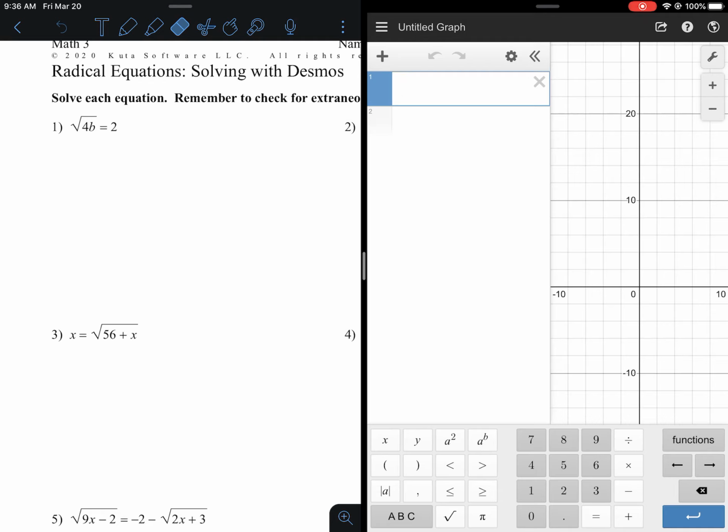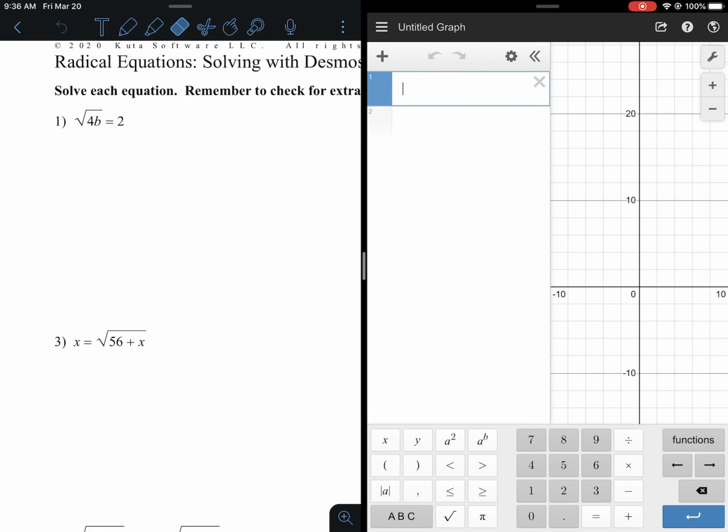All right, so for this exercise, we're going to refresh on using technology to solve equations. More specifically, we're going to use Desmos to solve these radical expressions. I know we could do it by hand, but it's a good time for us to review the process of solving by graphing.